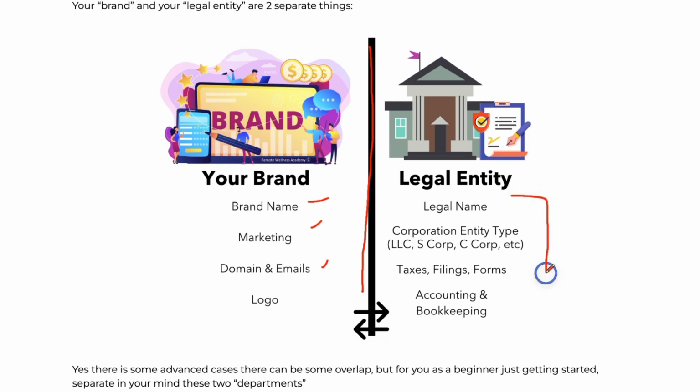All of that is mainly for tax filing purposes, right? Filings and forms and accounting and bookkeeping, all of that is separate, okay? And so don't overcomplicate this in your mind. You want to think of these things as 2 separate things.